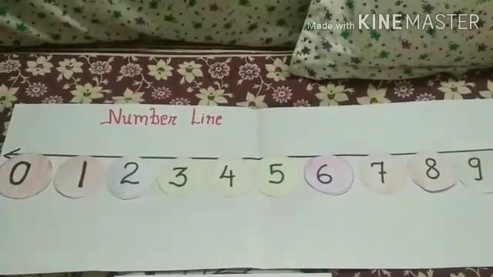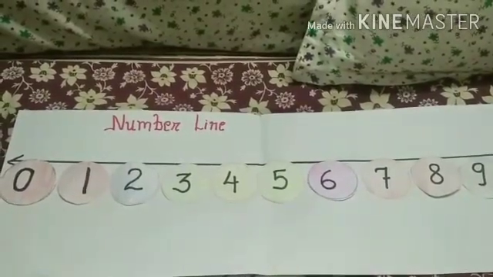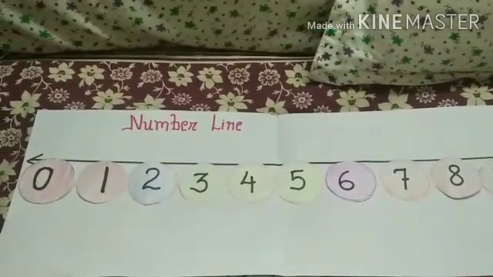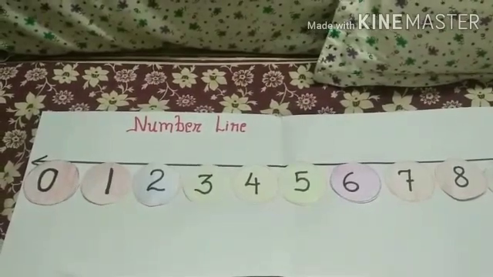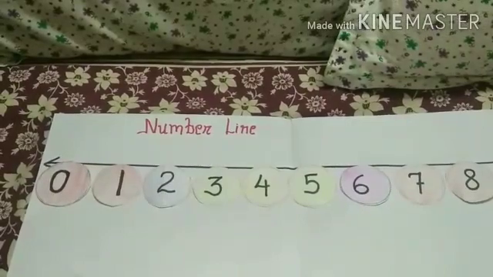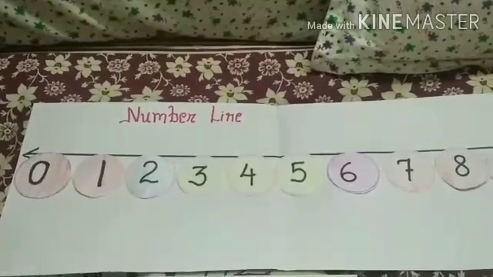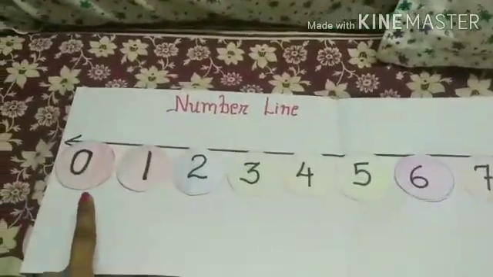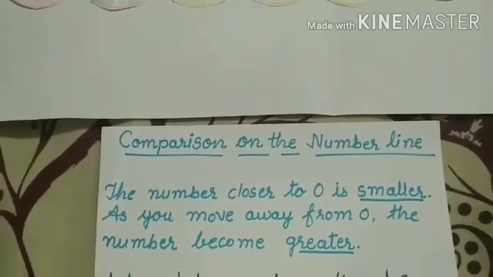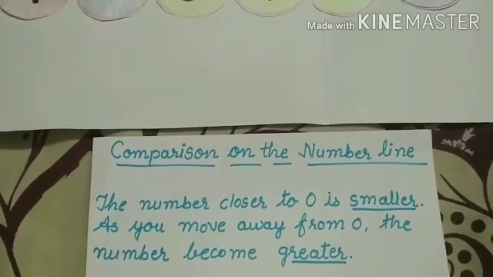Now students, if I ask you to compare numbers, which is greater and which is smaller, how will you know? If you do not know, I will give you the solution. Number line. Yes, with the help of the number line, we will know which number is greater or which one is smaller. You can see the number line on screen. Number line always starts from 0. The number closer to 0 is known as the smaller number. As you move away from 0, the number becomes greater.